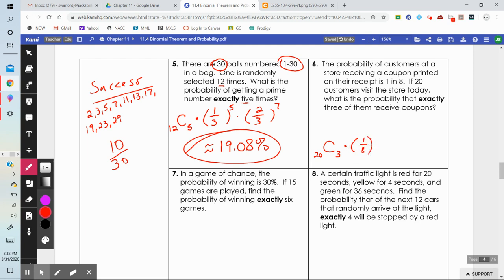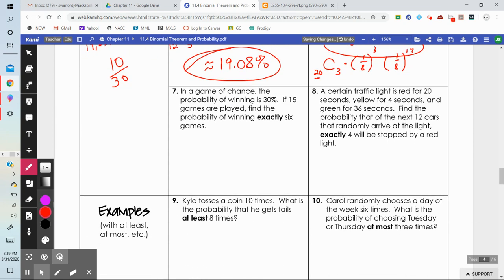And we want the success, well, let's go ahead and do the failure, which would be 7 out of 8. We want the success to happen 3 times. 3 of them receive the coupons. And therefore, the failure would then happen the other 17 times. That should always add up to the 20 times right here. We type that into our calculators, and you'll get about a 23.00% chance of that happening, nearly 1 in 4 chance.